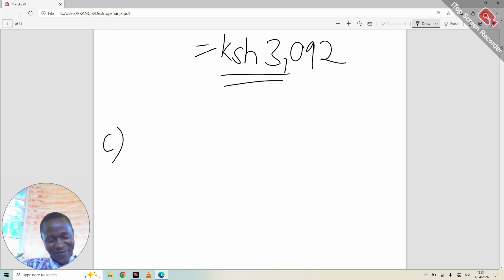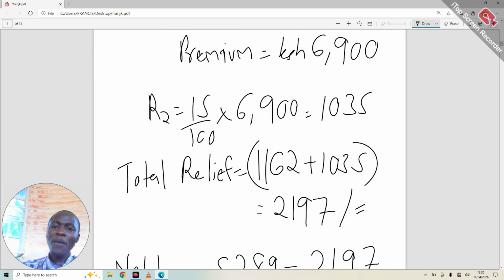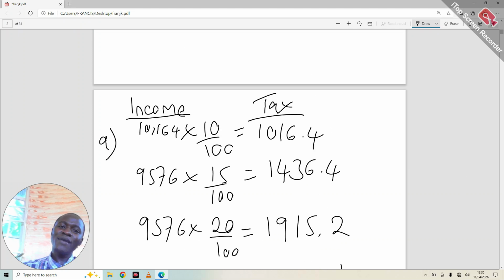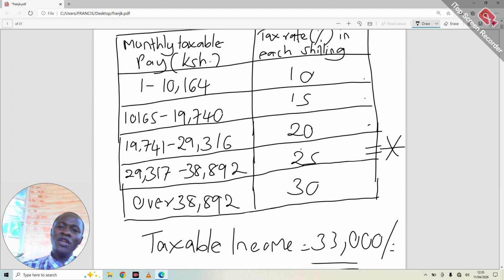So guys, listen. The additional earnings were taxed at 25% in each shilling. That 25% alone is enough to tell you that during that month, that person was taxed up to the band where we have 25%. Let me just show you in the band we had. You see this part?